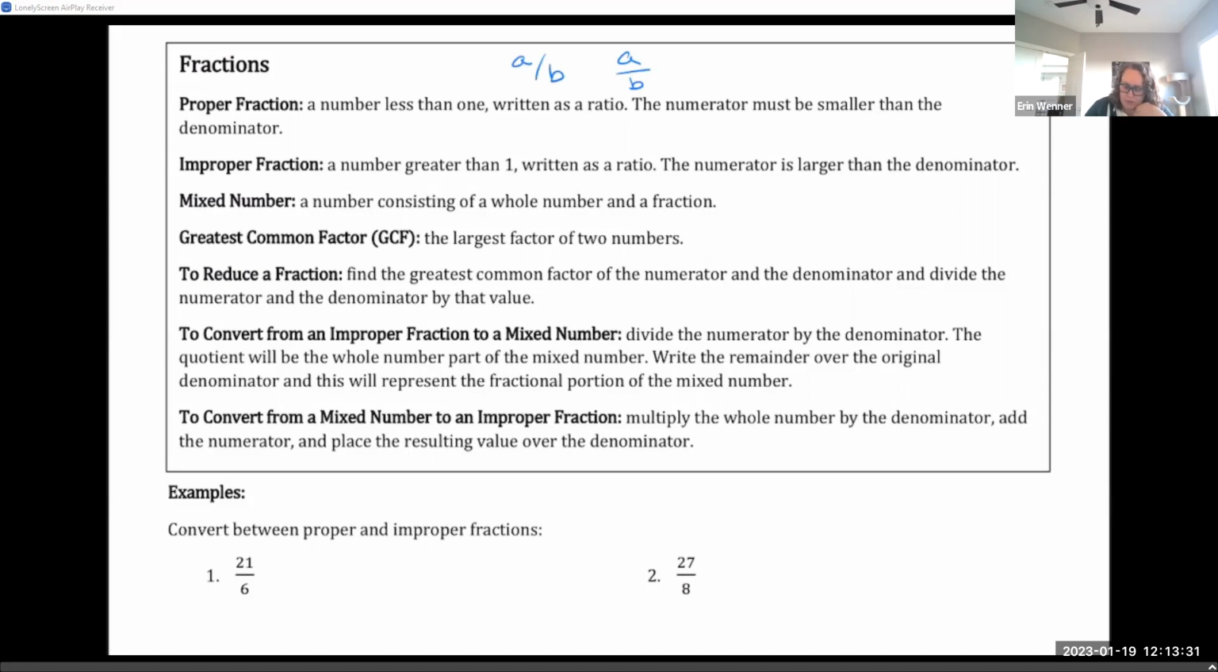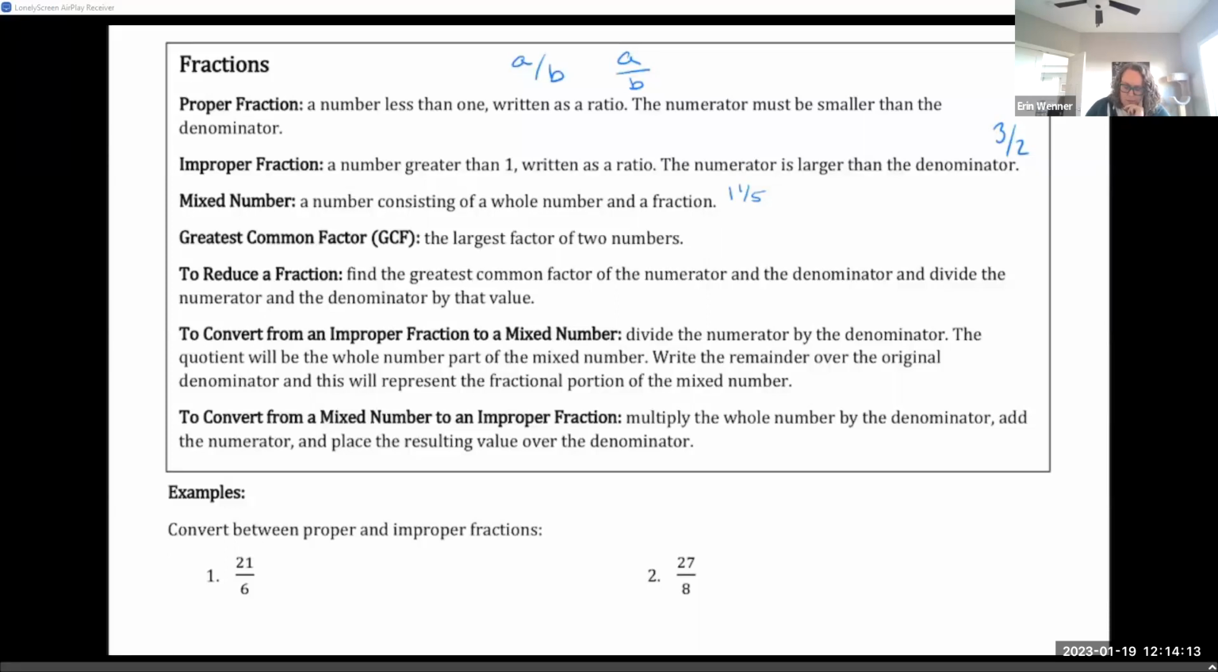An improper fraction is a number that's greater than 1, written as a ratio. The numerator is larger than the denominator. So 3/2 would be an improper fraction, right? We can have a mixed number, which is a number consisting of a whole number and a fraction, like 1 1/5. When reducing fractions, you want to find the greatest common factor, which is the largest factor of 2 numbers. That's what's going to allow you to reduce that fraction. To reduce a fraction, you find the greatest common factor of the numerator and the denominator, and then divide the numerator and denominator by that value.